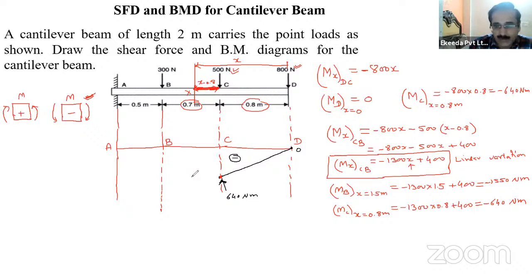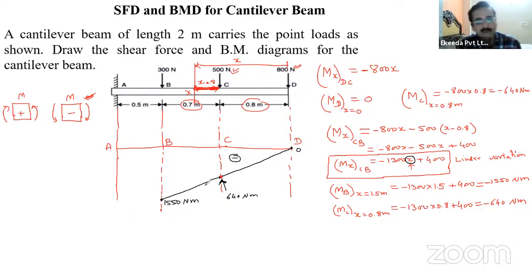At this point, the bending moment is changing from 640 to 1550. This is 1550 Newton meter. So here it is changed from 640 to 1550, and it is a linear variation. You can see the x term is there. It means this is a linear variation, right? So this is a linear variation.